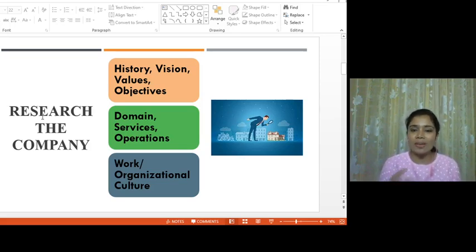But you should have some idea about the company's history, at least the major milestones, the vision and mission, the main objectives, the areas where the company is operating, the services it is providing, the products it deals with, its operations, its CSR or corporate social responsibility initiatives, its organizational structure, its work culture, everything. You should know at least something about all these aspects, because they form the basic aspects of a company.